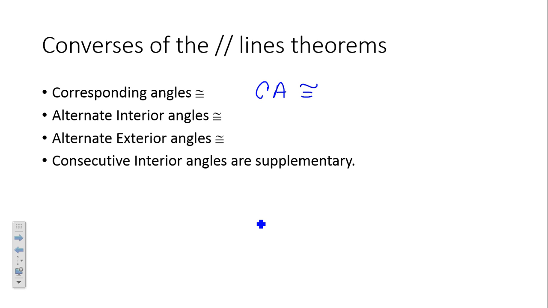Alternate interior angles yesterday said if you have two parallel lines cut by a transversal, then the alternate interior angles are congruent. We're going to abbreviate that as alternate interior angles, AIA, congruent. It'll save us a lot of writing. Okay? The converse of that today is going to say that if you have two lines that are cut by a transversal and the alternate interior angles are congruent, then those lines have got to be parallel.